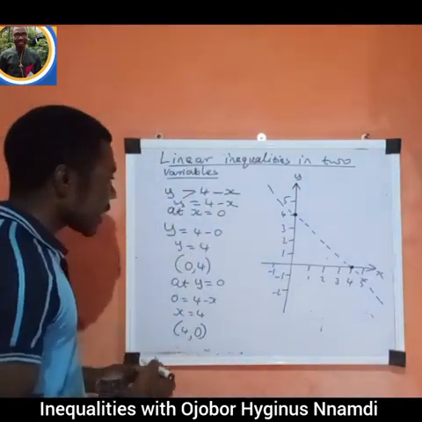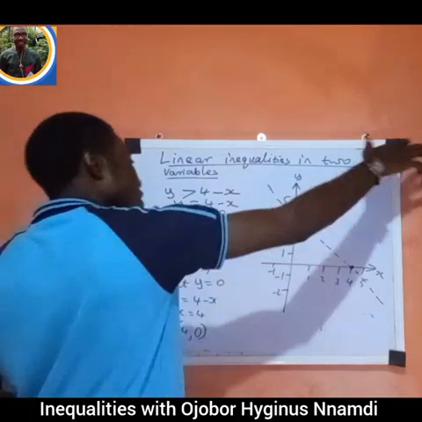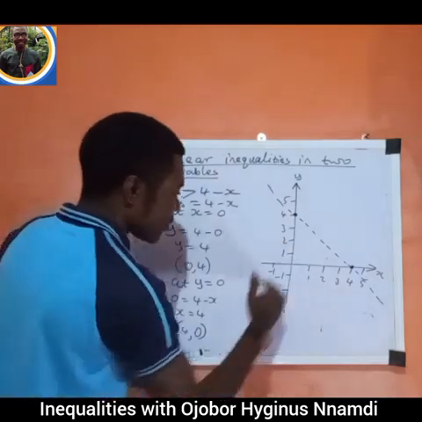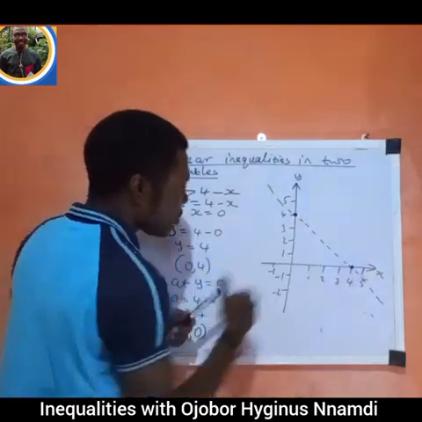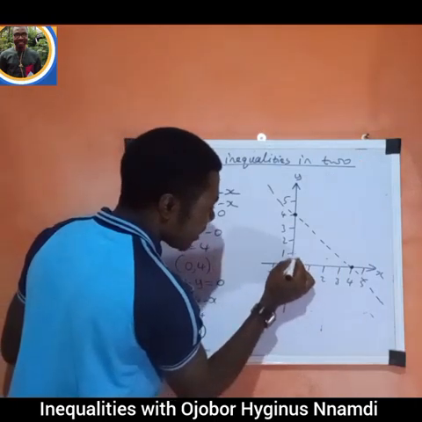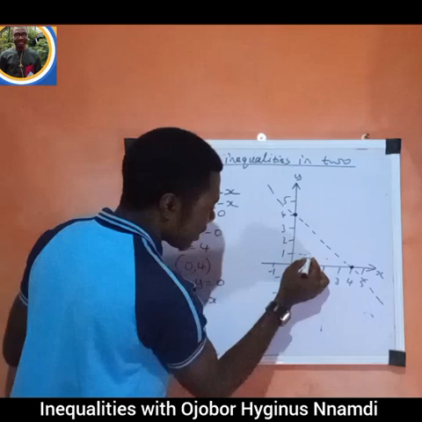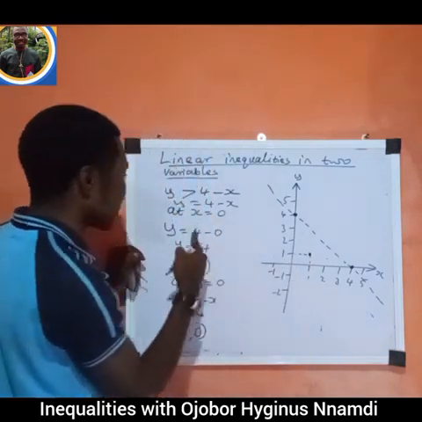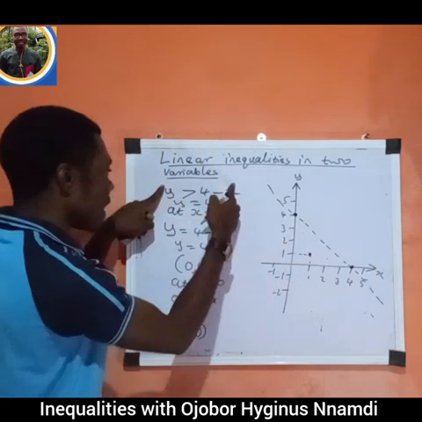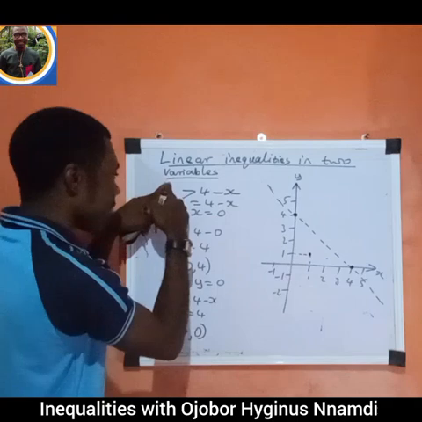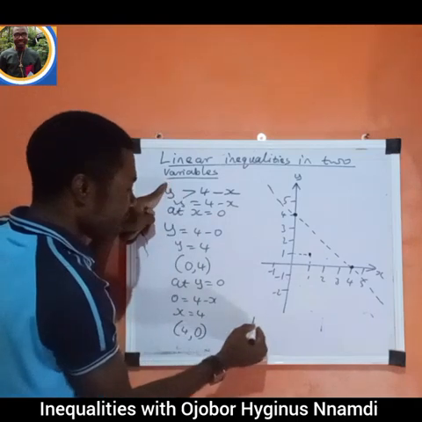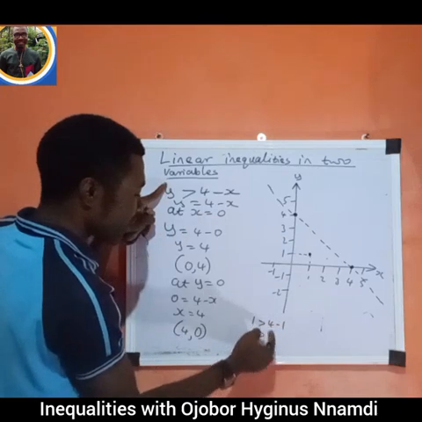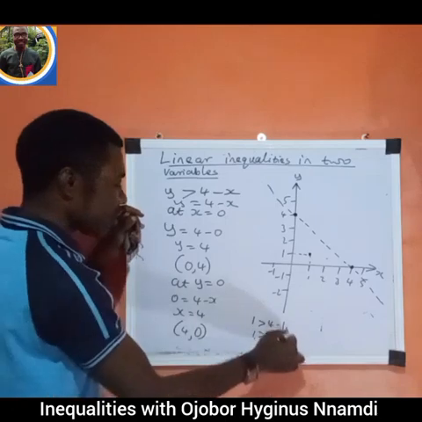So to check whether we are going to shade up or down, let's locate a point that is within this region and a point within this region. I can locate a point here, maybe I say (1, 1). This point is within this region. So when x is 1 and y is 1, let's check. If I put x as 1 and y as 1, that will be 1 greater than 4 minus 1. Is 1 greater than 3? 4 minus 1 is 3. No. So this is not correct.